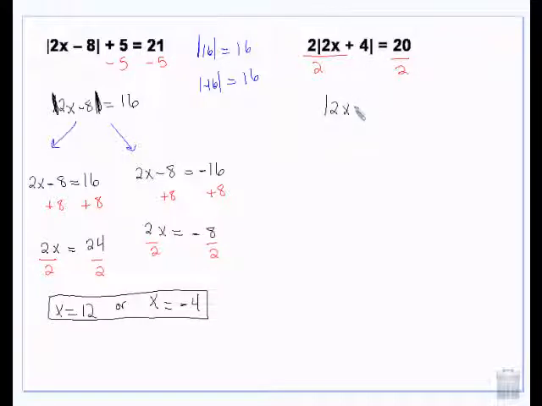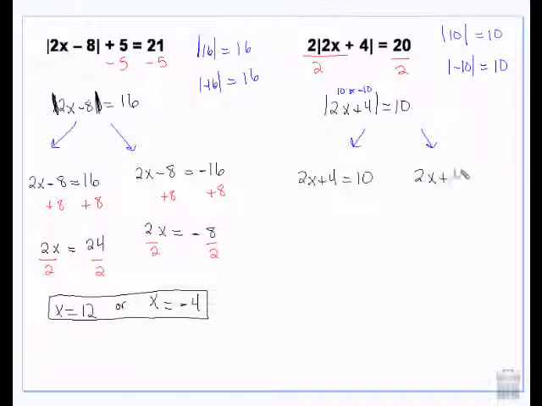So I have the absolute value of 2x plus 4 equals 10. So again, if I have positive 10 absolute value, that's 10. And if I have negative 10 absolute value, that's also 10. So this right here could be 10 or negative 10. That's why we have to split, because I don't know which one it is. So I'm going to do that split. So 2x plus 4 is 10, or 2x plus 4 is negative 10. Because I don't know which one it was.